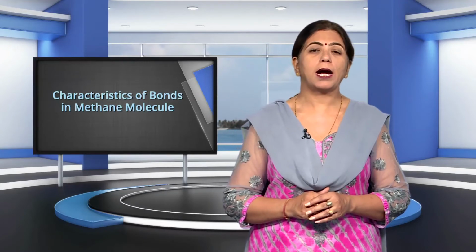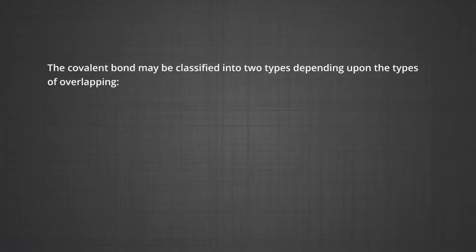Types of overlapping and the nature of the covalent bonds. The covalent bonds may be classified into two types depending upon the types of overlapping. The first one is the sigma bond and the second one is the pi bond. Let us discuss each type of bond. First, the sigma bond. This type of covalent bond is formed by the end-to-end or head-on overlap of the bonding orbitals along the internuclear axis. This is called head-on overlap or axial overlap. This can be formed by any one of the following types of combinations of atomic orbitals.